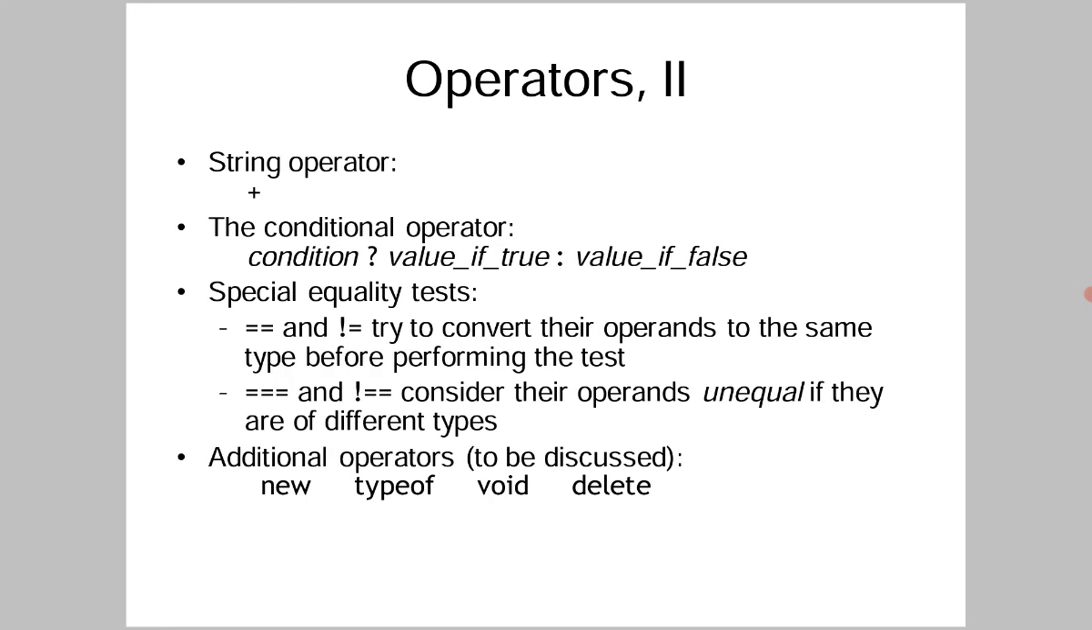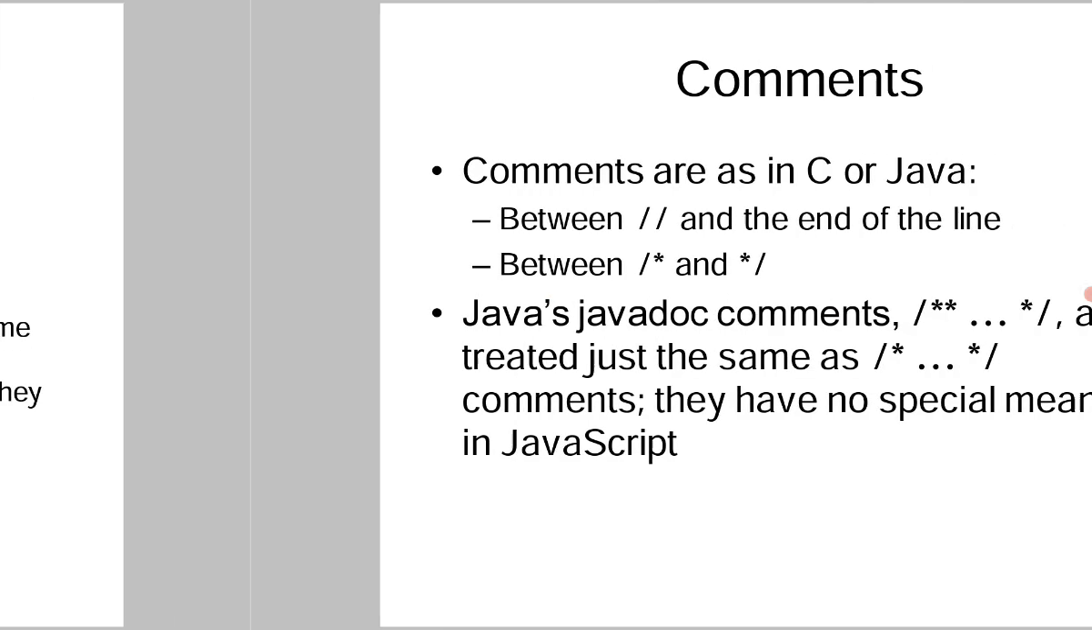The string operator, or string concatenation operator, is plus. And the conditional operator is condition, question mark, value if true, colon, value if false. And special equality tests means double equals to and not equals to. In addition to this, additional operators are also there in JavaScript, like new, typeof, and void.